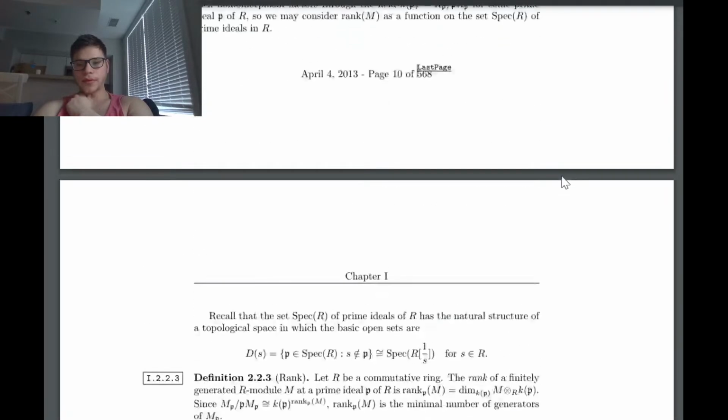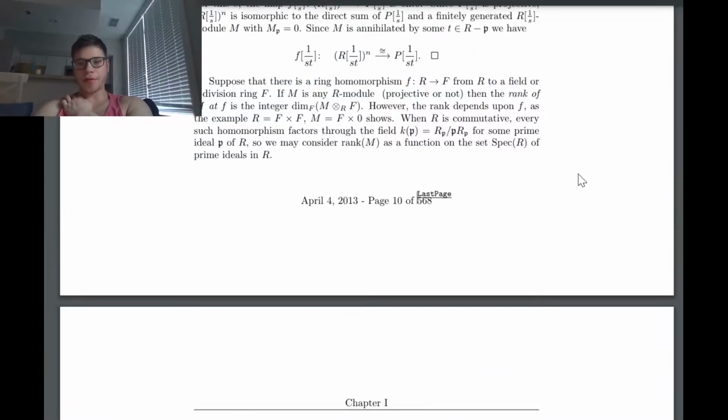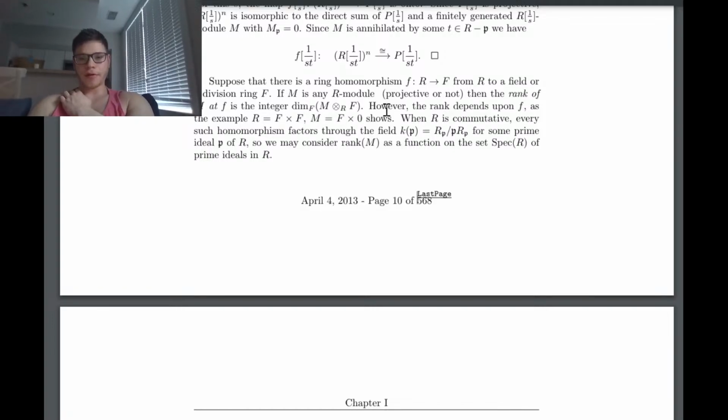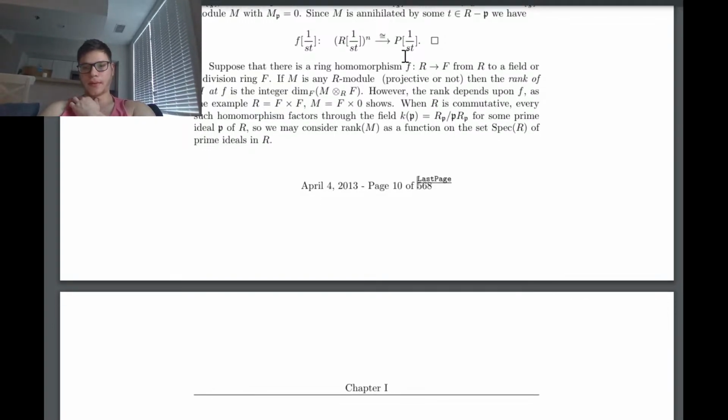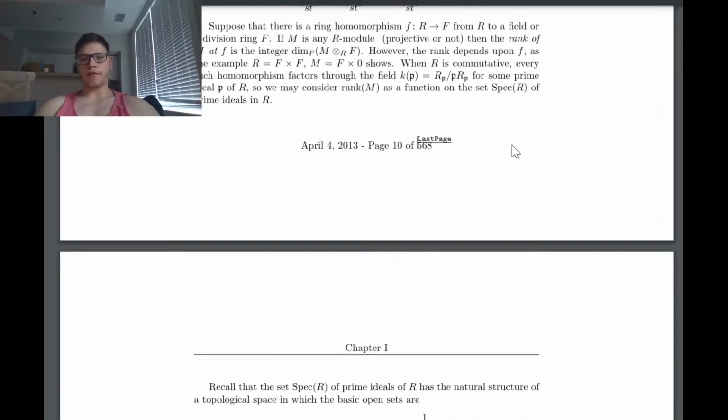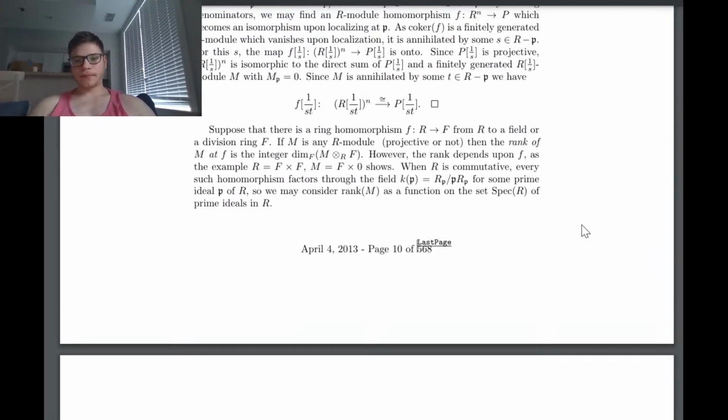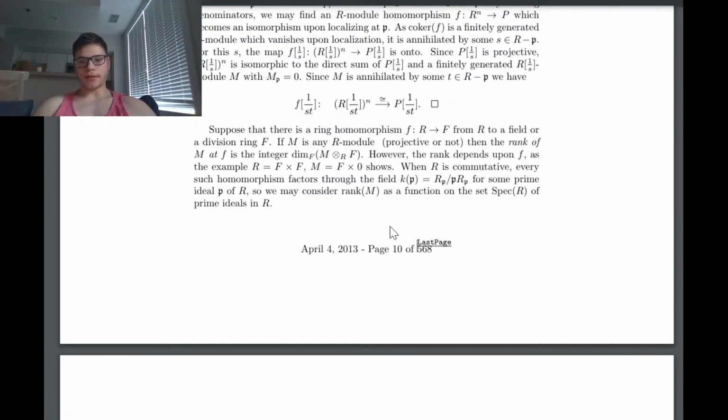So, just to make sure I understand, this example shows that this dimension depends on F, but for now it is commutative. Homomorphism factors always, so you can think of the rank like that. Again, it factors because it factors through the inverse, and then you can localize.